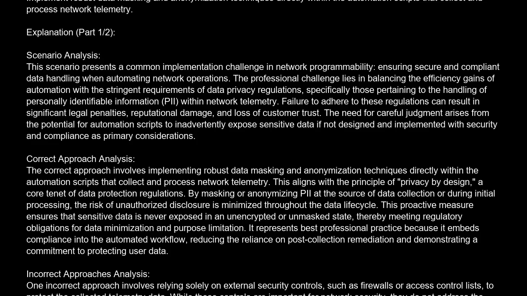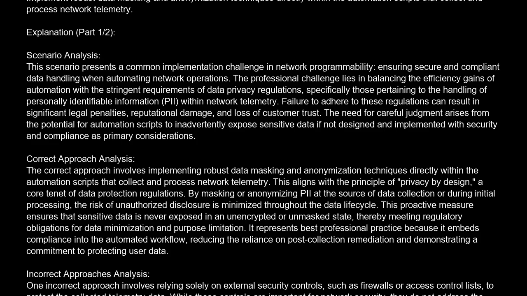This aligns with the principle of privacy by design, a core tenet of data protection regulations. By masking or anonymizing PII at the source of data collection or during initial processing, the risk of unauthorized disclosure is minimized throughout the data lifecycle. This proactive measure ensures that sensitive data is never exposed in an unencrypted or unmasked state, thereby meeting regulatory obligations for data minimization and purpose limitation. It represents best professional practice because it embeds compliance into the automated workflow, reducing the reliance on post-collection remediation and demonstrating a commitment to protecting user data.